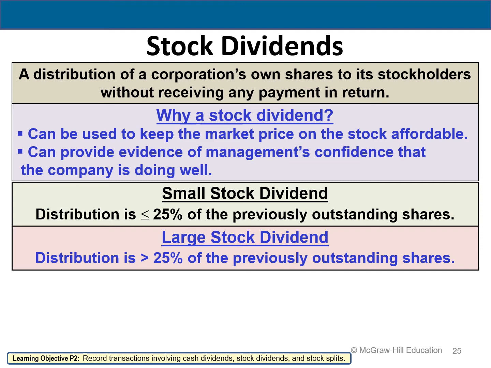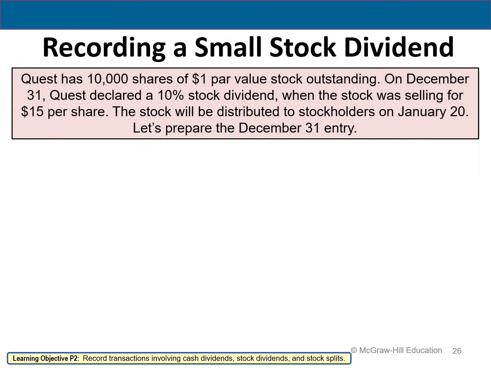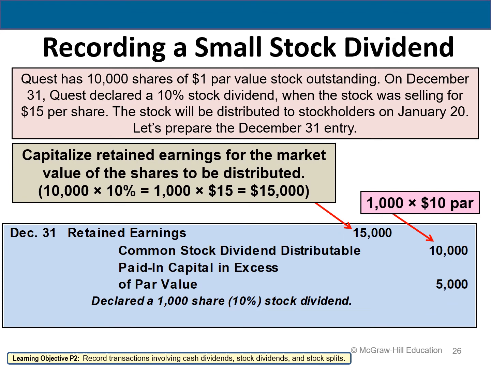Let's look at some examples. So if Quest has 10,000 shares of $1 par value common stock outstanding, on December 31st, they're going to declare a 10% stock dividend when it was selling for $15 per share, and the stock will be distributed on January 20th. So the way that we record this entry is we take the 10,000 shares that are currently outstanding, and we multiply that by 10%. So they're going to issue another 1,000 shares of stock at the $15 selling price per share.